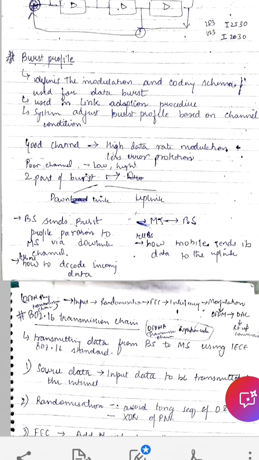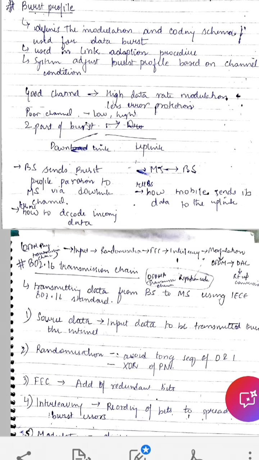Now coming to the second concept, that is burst profile, which defines the modulation and the coding scheme used for the data burst. It is used in the link adaptation procedure. The system adjusts the burst profile based on the condition of the channel. In a good channel, we have a high data rate modulation and less error protection, whereas in a poor channel, we have low data rate modulation with high error protection.